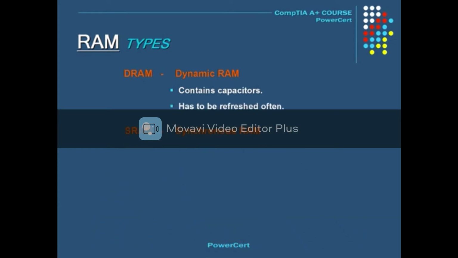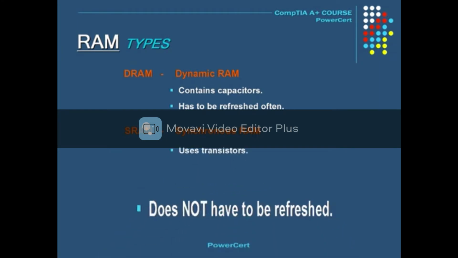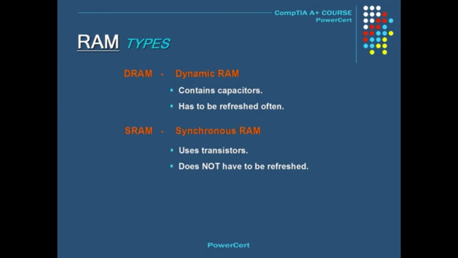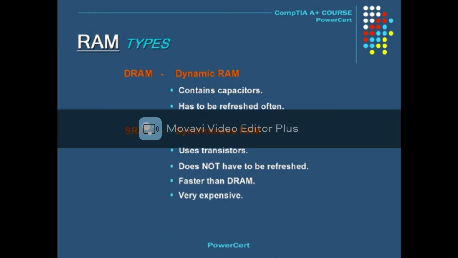SRAM stands for synchronous RAM. This memory uses transistors and does not have to be refreshed, unlike DRAM. And because of this, it is much faster than DRAM, and it is also very expensive. An example of SRAM would be the memory cache level 1 and 2 that is used by the CPU.